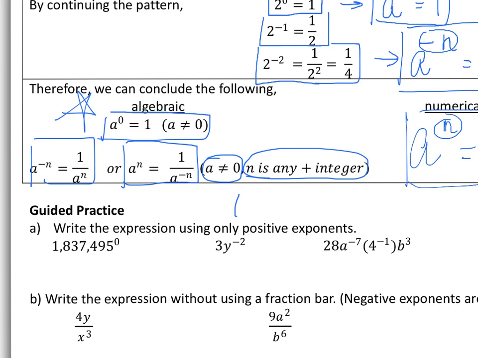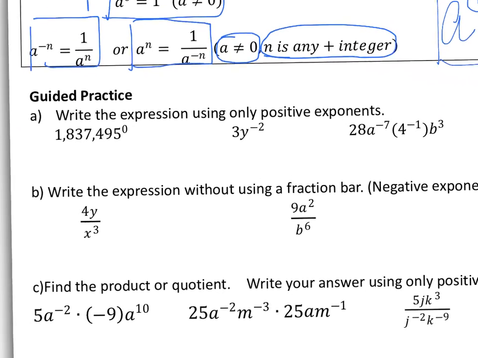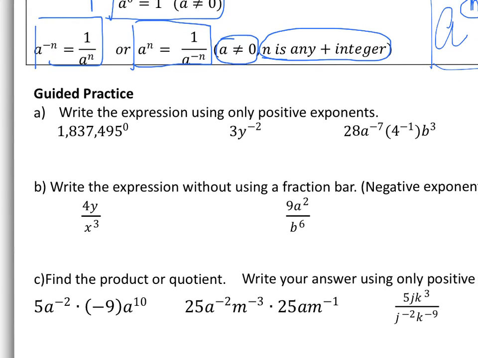Oh, I'm sorry about this. Write the expression using only positive exponents. So, okay, let's do the first one. 1,837,495 to the 0 power equals 1.